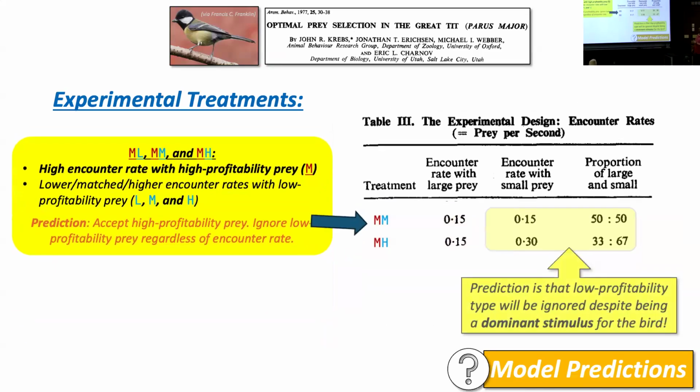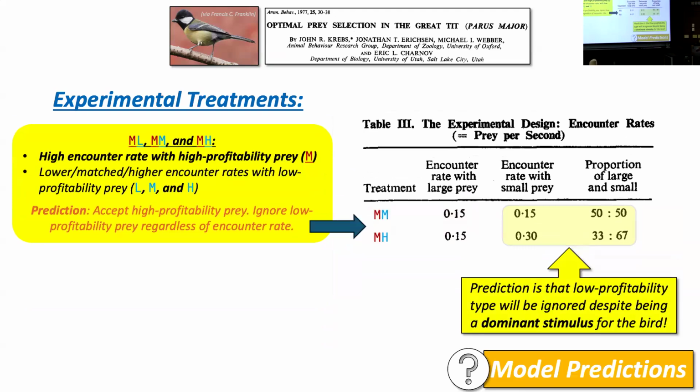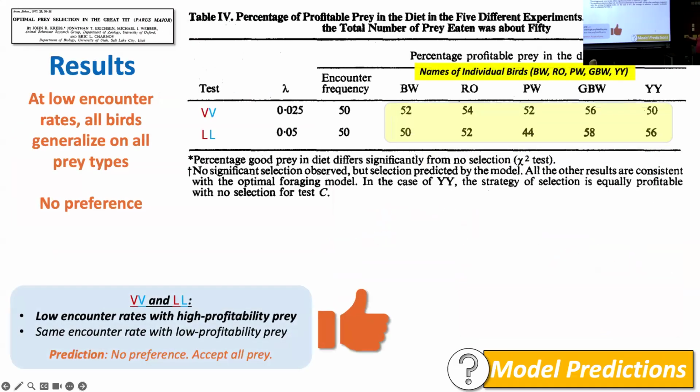Okay, so let's look at some of these results. In this treatment here, we have a high encounter rate with high profitability prey. So if we look at this, here are the encounter rates that are being presented by the experimenter. So here are the proportions here. The prediction is low profitability prey will be ignored. So we look at the results and that prediction holds.